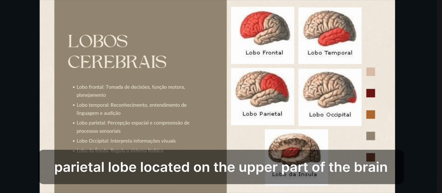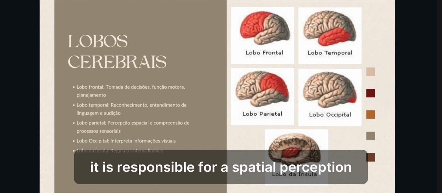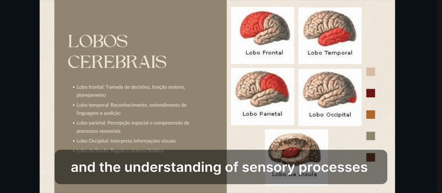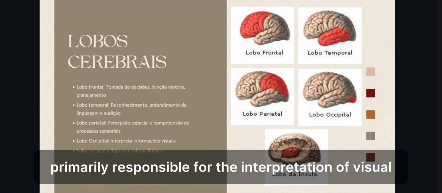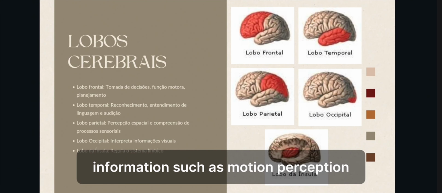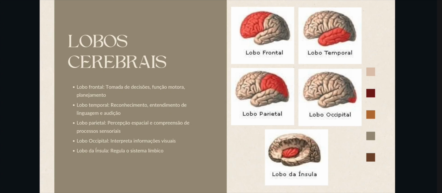Parietal lobe. Located on the upper part of the brain in a more posterior region, it is responsible for spatial perception and the understanding of sensory processes. Occipital lobe. Located in the most posterior region of the brain, it is primarily responsible for the interpretation of visual information such as motion perception, brightness level, and colors.